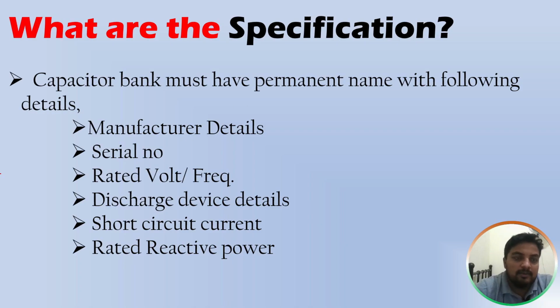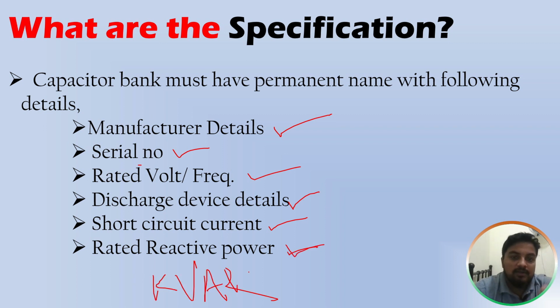And the final thing, in the capacitor bank, we have a permanent nameplate. The nameplate mentions who the manufacturer is, what the serial number of the capacitor bank is, and the rated voltage and frequency at which the capacitor bank can work. And discharge device details, as I told you, whether resistor or some other type, and the short circuit current rating, how much short circuit current it can withstand, and the rated reactive power. These are the minimum things that should be available on the permanent nameplate of the capacitor bank.